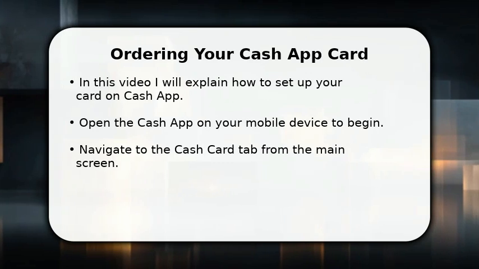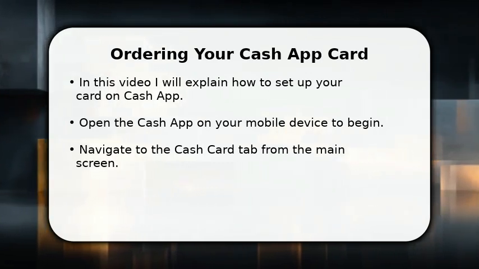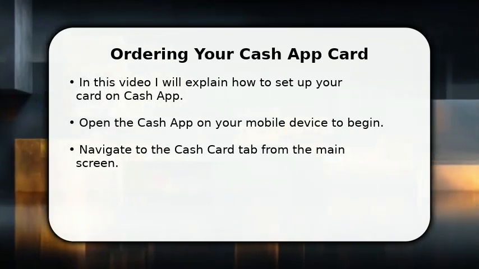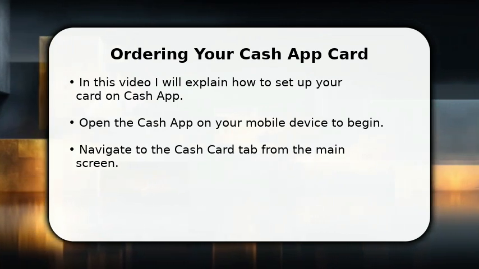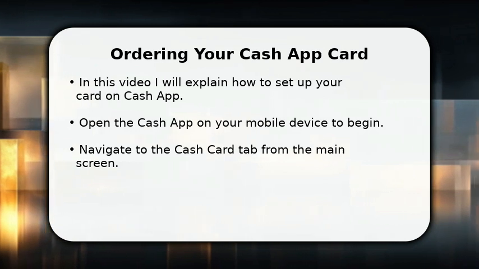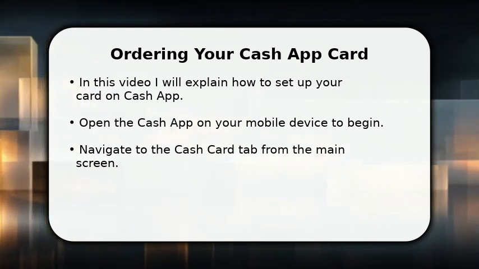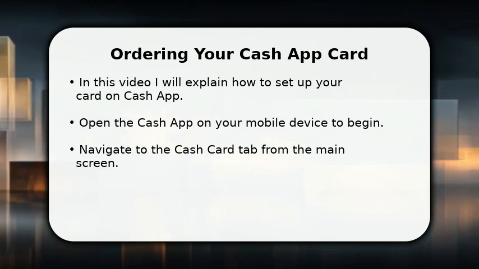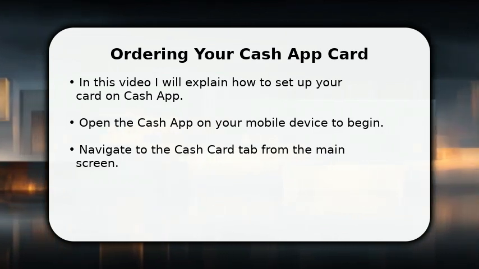In this video, I will explain how to set up your card on Cash App. First, open the Cash App on your mobile device. From the main screen, simply navigate to the Cash Card tab. You will then tap Get Free Cash Card to begin the ordering process. Take a moment to customize your card's design and color to your liking.